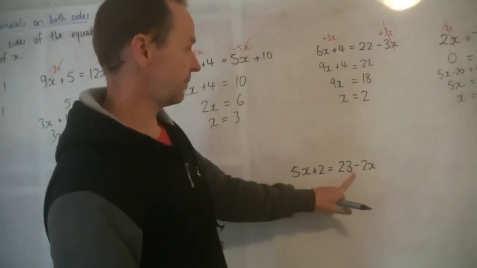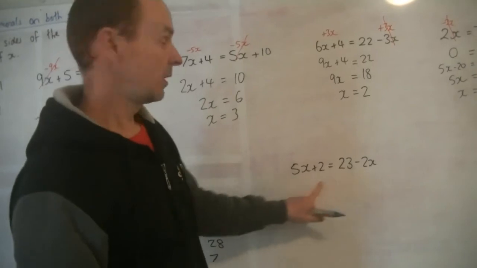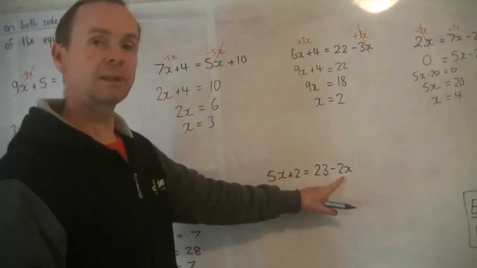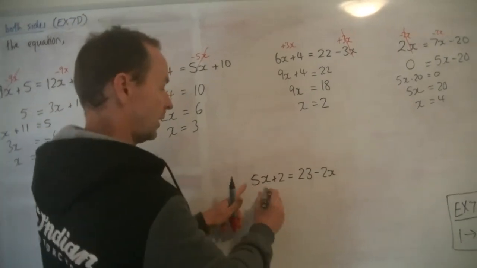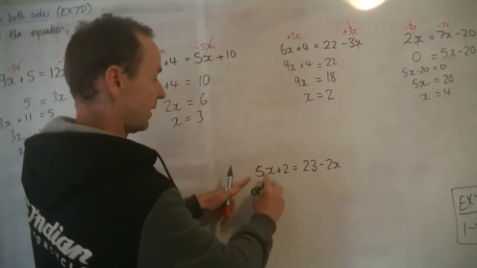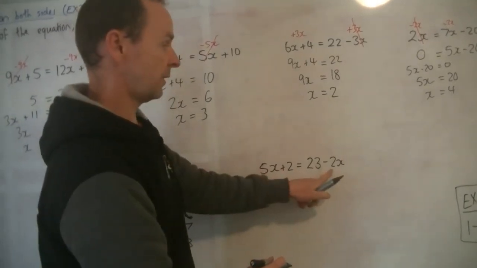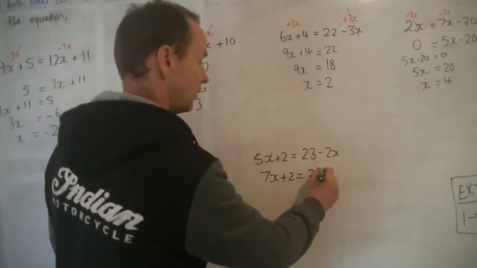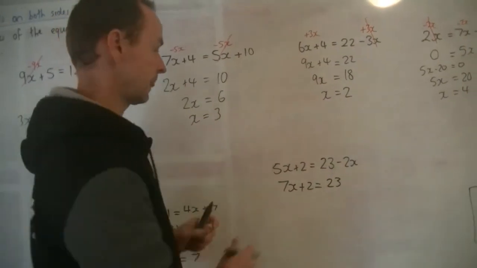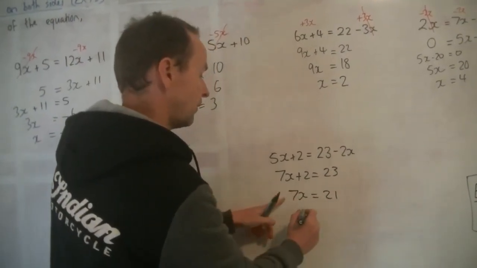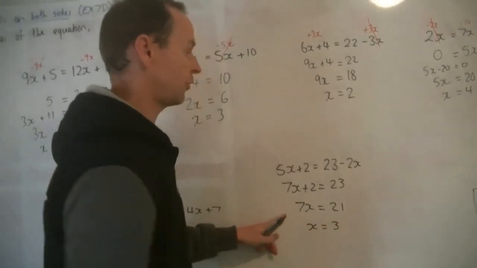One more over here. We've got a 5x and a minus 2x. So the lowest value is minus 2x. How do you get rid of minus 2x? You plus 2x. So I'm just going to do it in my head. 5x plus 2x is 7x plus 2. And minus 2x plus 2x, they cancel, so it's just equal to 23. Minus 2 to both sides, 7x equals 21. Divide by 7, x equals 3.